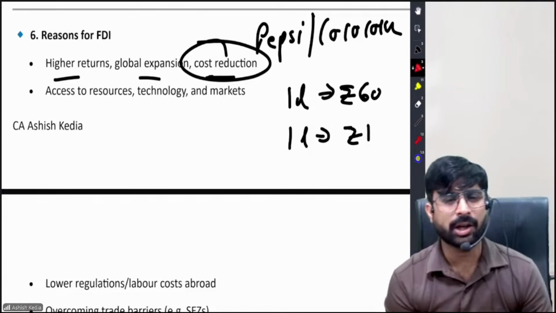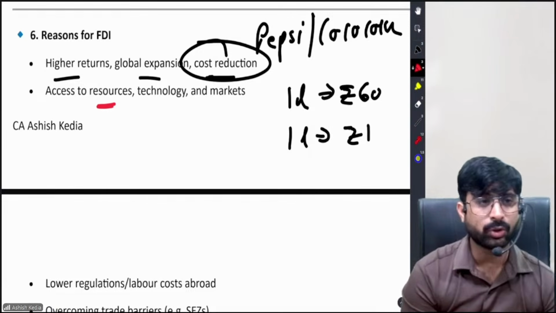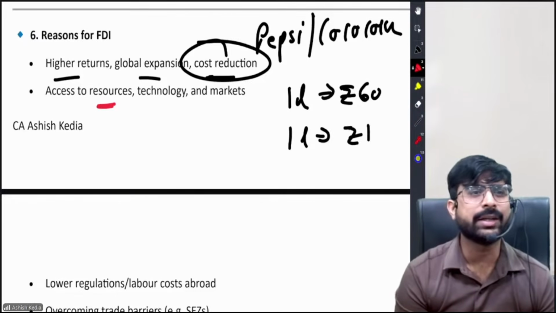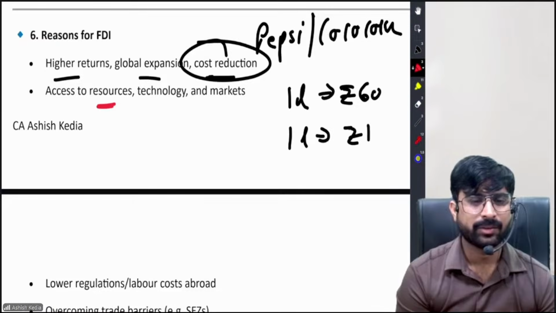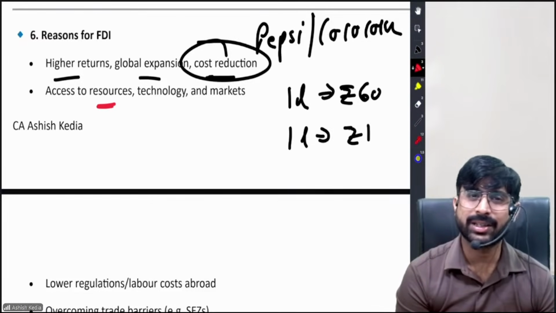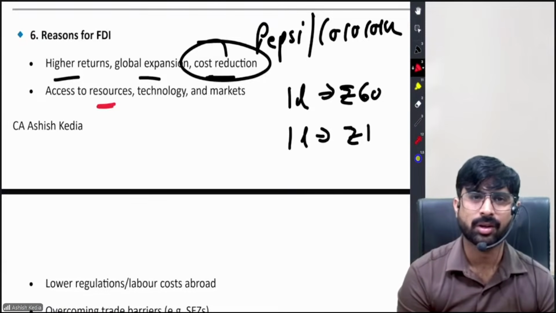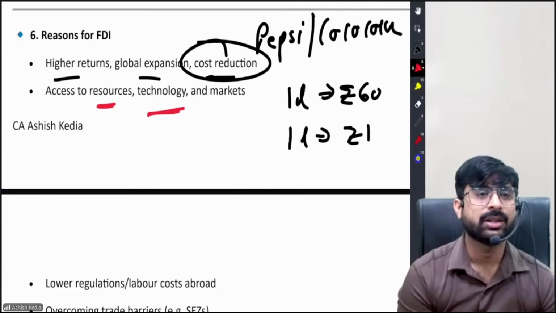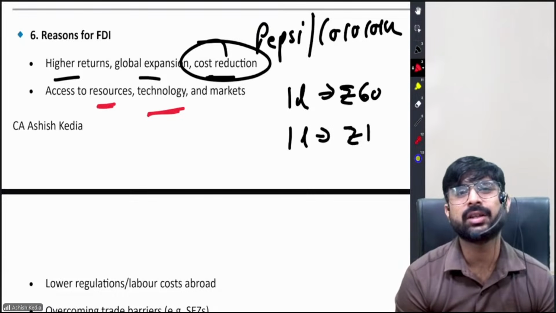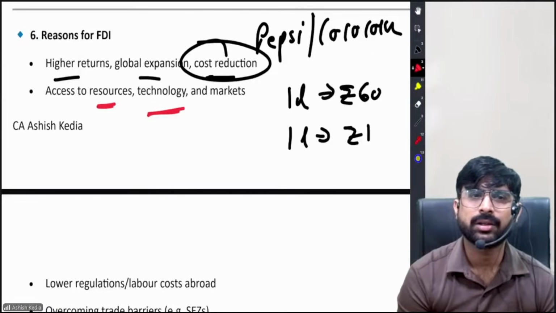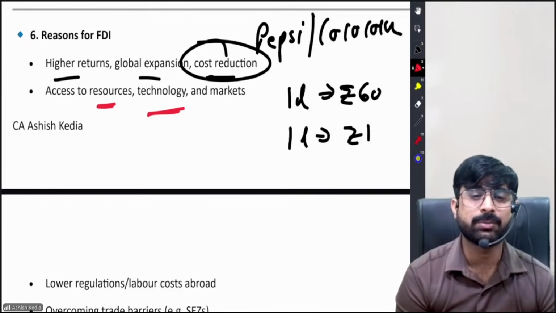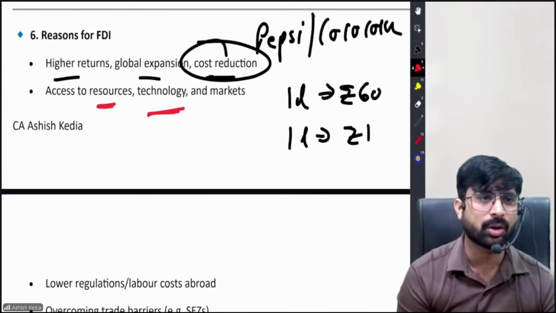Another reason people enter into FDI is access to resources. You see, India has good labor resource. The world, by investing in India, can access this talented resource. Similarly, if India invests in, let's say, Sweden or any other European country, India will be able to take advantage of the technology.